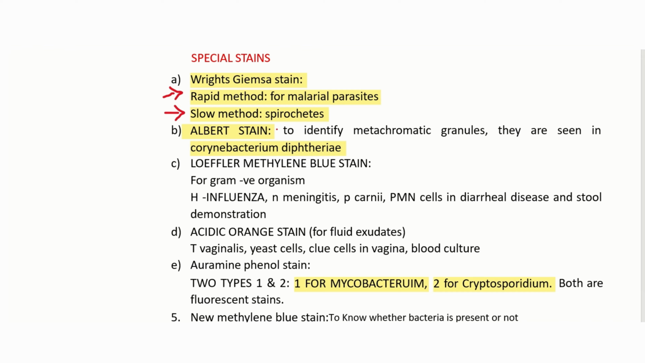Albert stain. Albert stain is to identify the metachromatic granules. Metachromatic granules means colorful granules that are seen mainly in Corynebacterium diphtheriae. You can remember this way: Albert wearing colorful t-shirt. So Albert stain is used to identify metachromatic granules. That is colorful granules. Albert's wearing colorful shirt.